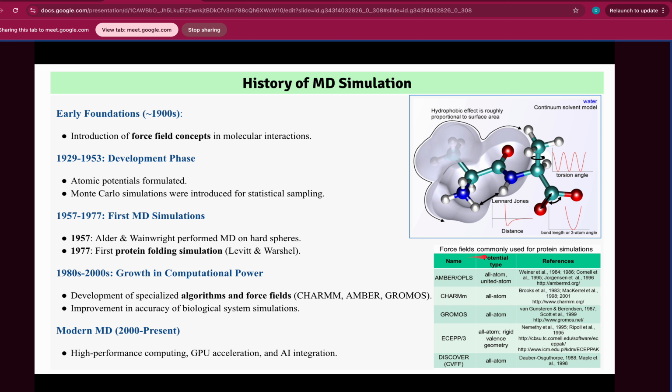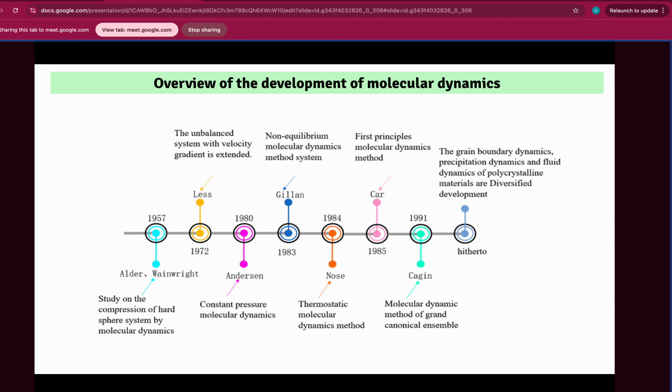And these are some of the names of force fields, such as AMBER, or OPLS. It is a type of all atom or united atom force field. And these are some of the references. If you are interested to read in depth about these different force fields, then you can go through these papers. This tells you that this force field is applied to all atom, or for example in this case rigid valence geometry. So these are some types of force fields. It tells you on which atoms it is acting.